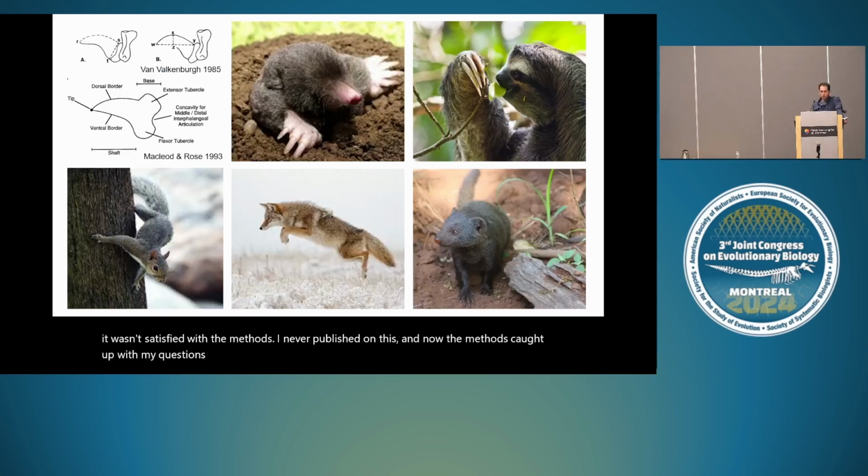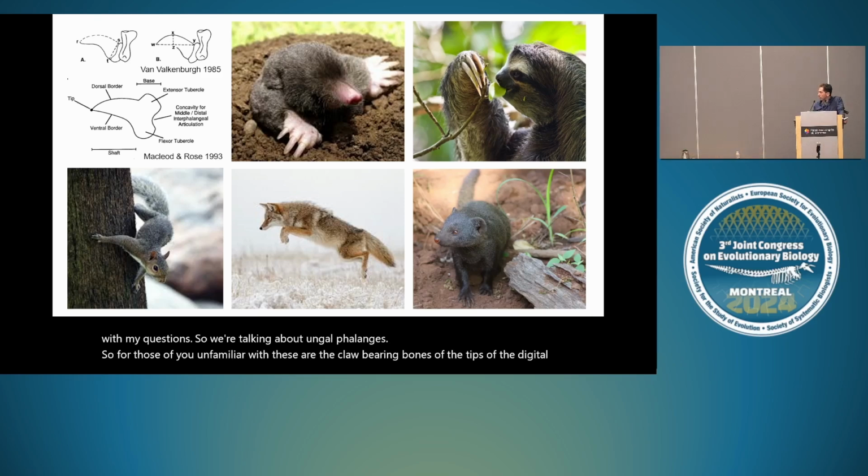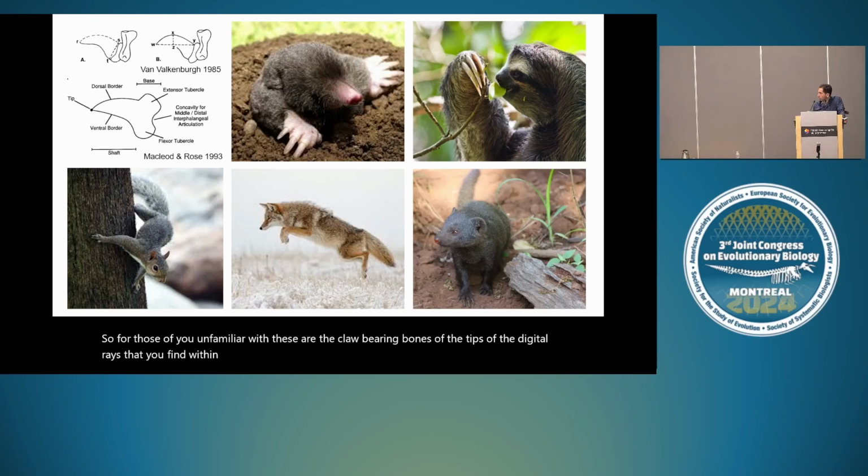So we're talking about ungual phalanges. For those of you unfamiliar, these are the claw-bearing bones at the tips of the digital rays that you find within most vertebrates. If you look across mammalian species, you can get an idea that there are a lot of different functional uses for claw morphology. So we can typify these by shape.